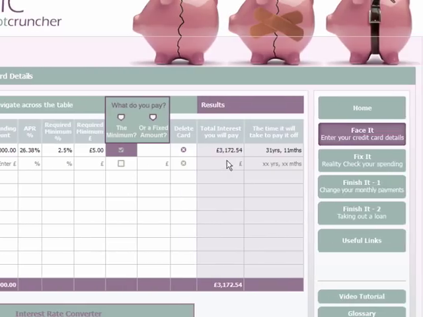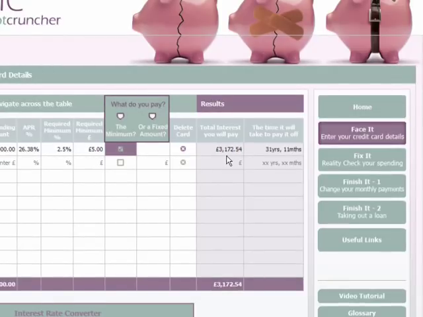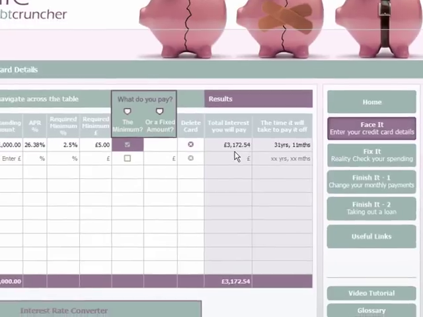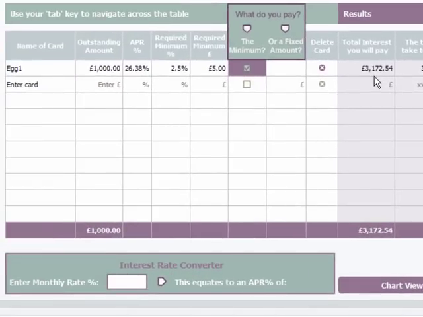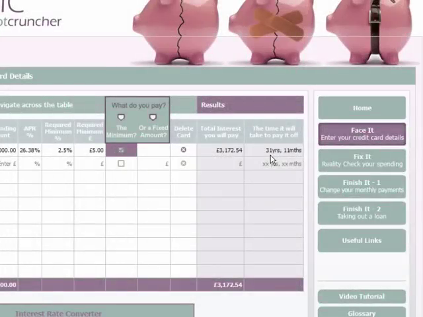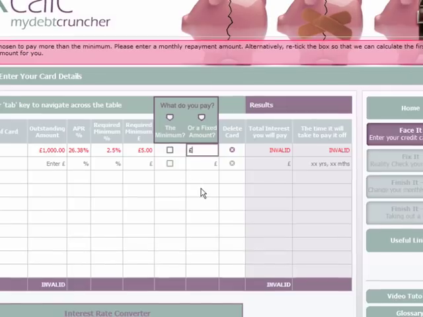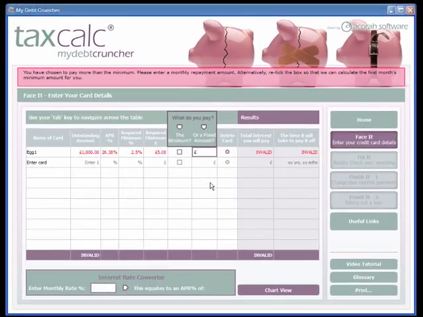You'll now see just how much interest you're going to pay on this card, and more importantly, how long it's going to take you to pay it off. Do bear in mind though, this is just the interest. You'll also have your outstanding amount to pay back on top of this. So in this instance, it will be the outstanding balance of £1,000 plus the interest payable at £3,172.54, making a total of £4,172.54. However, if you pay a fixed amount every month, then leave the box unticked and move to the next box so that you can enter your usual monthly amount.